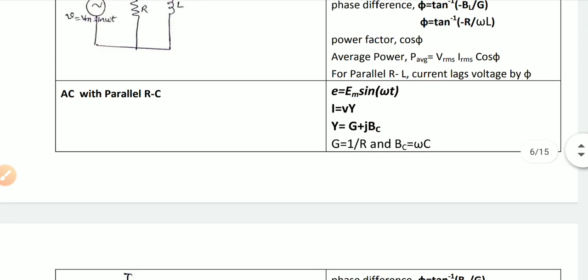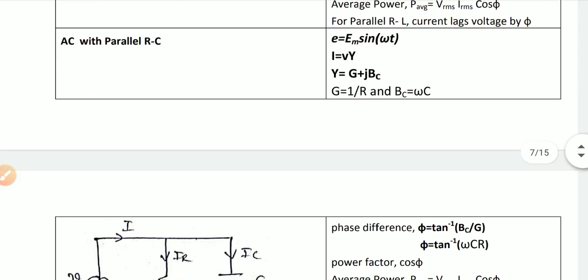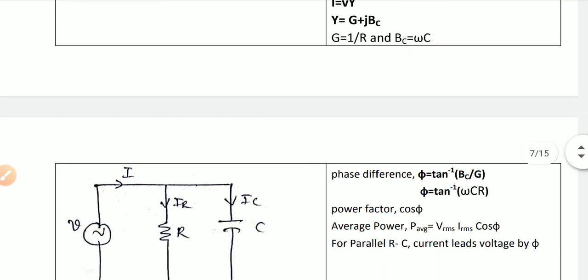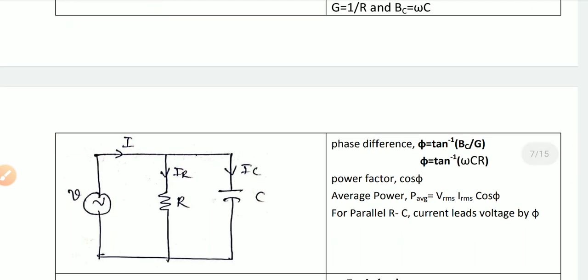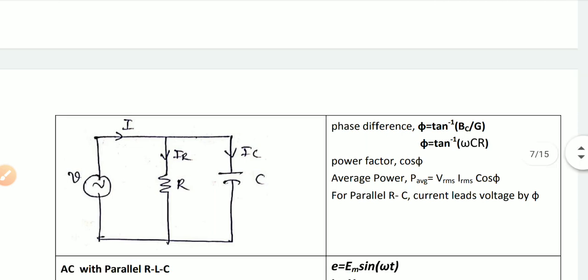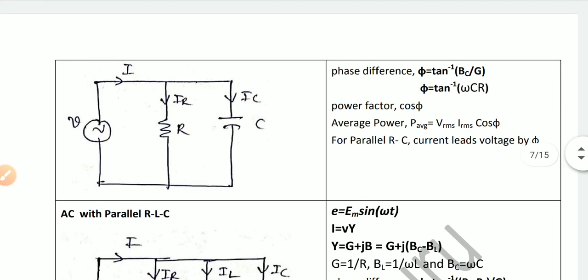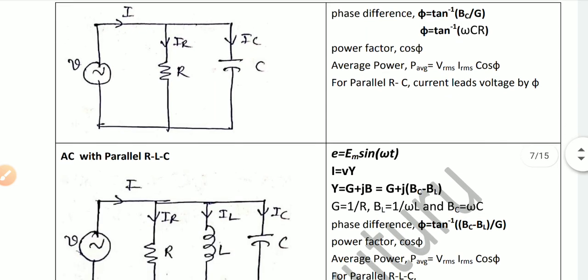Now AC with a parallel RC circuit. E is equal to Em sin omega t, and the current is I equals VY, and the admittance Y is equal to G plus jBC, where G is nothing but 1 by R, BC is nothing but omega C, that is 2 pi fC, and the phase difference here is tan inverse of BC by G. So in terms of resistance and capacitance, phi is equal to tan inverse of omega C R, and the power factor is cos phi, and the average power is Vrms Irms cos phi. So for a parallel RC circuit, current leads voltage by phase phi.